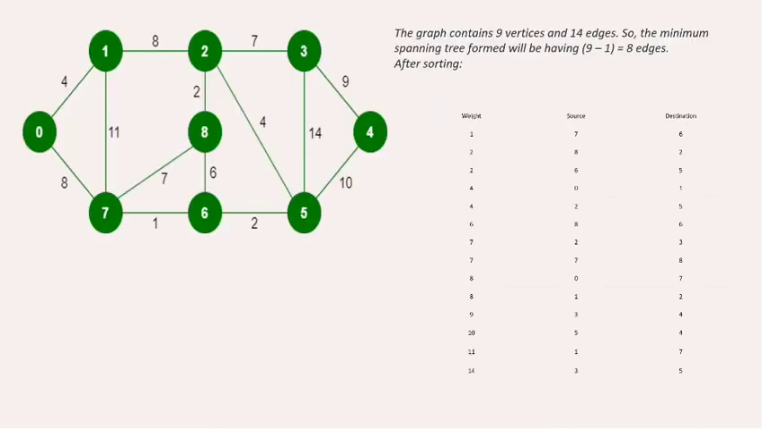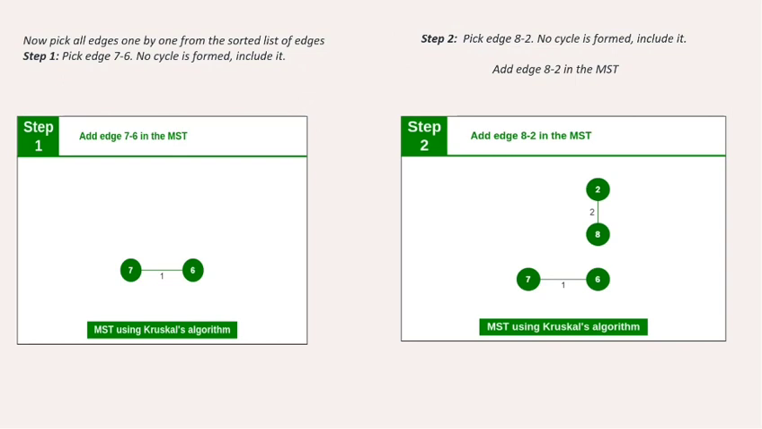Now we'll see an example of Kruskal's minimum spanning tree. Here there are 14 edges, which are the connections between the vertices, and 9 vertices that are 0, 1, 2, 3, 4, 5, 6, 7 and 8. The minimum spanning tree formed will have V minus 1 edges, as I already told you. So here 9 vertices minus 1 is equal to 8 edges. After sorting, we'll see step by step, starting from the original graph.